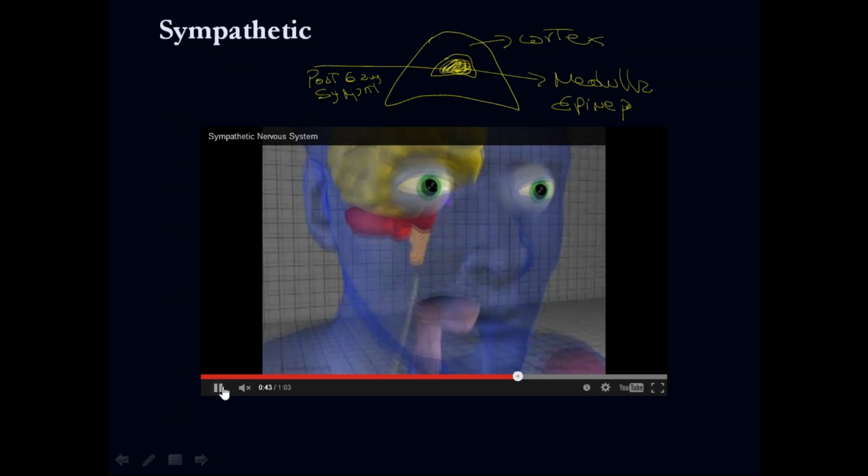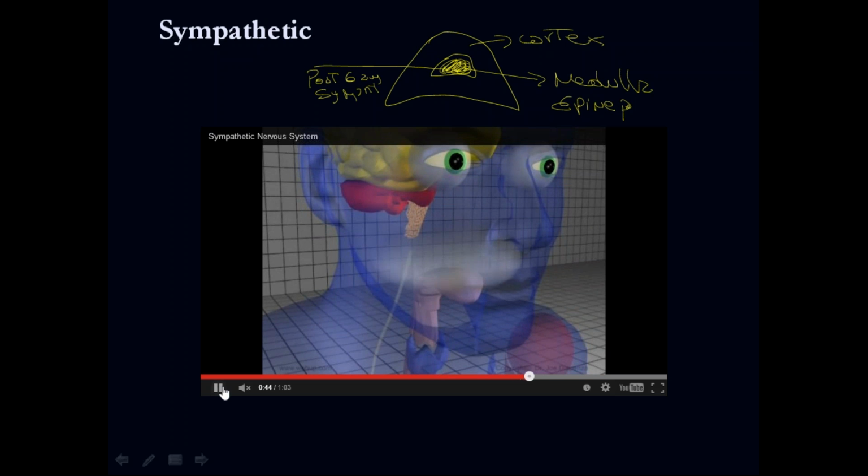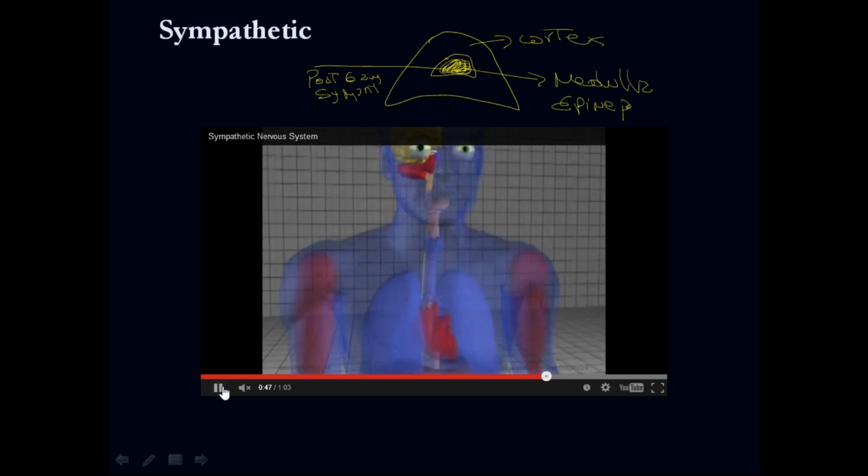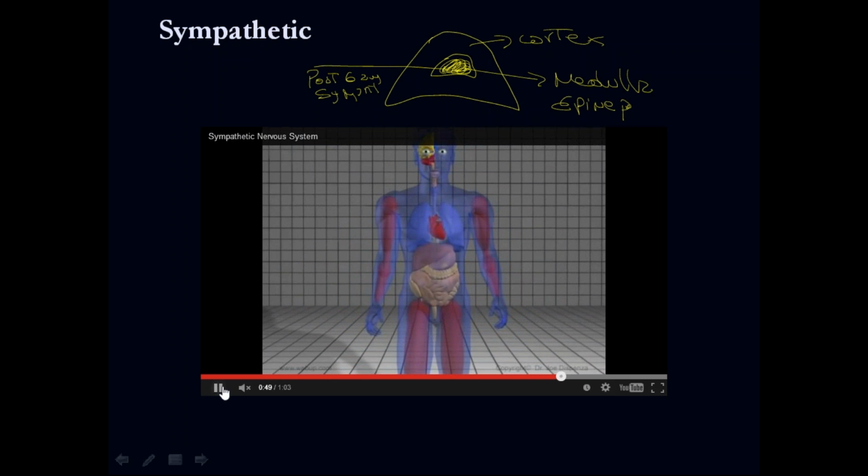So the pupils dilate, right? You get more salivation. The heart starts to beat faster. Your lungs start to have bronchodilation. Your arms have vasodilation for more blood. So that is the fight or flight, adrenaline.